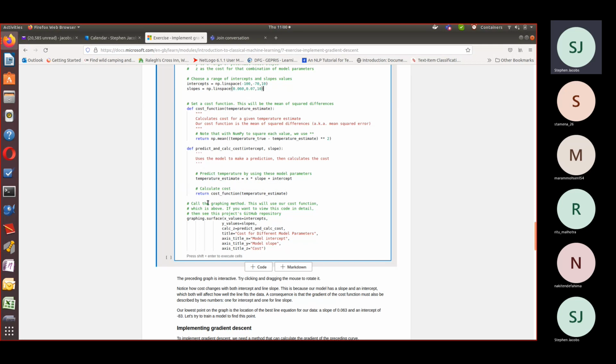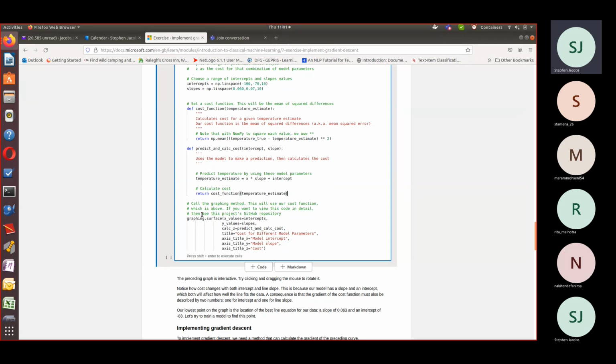So the call to the cost function, we return the cost function of our current temperature estimate. Okay. So this is basically saying this is what we think the estimate is, and this is how far out we are effectively. So we're going to return that, and then call the graphics method.